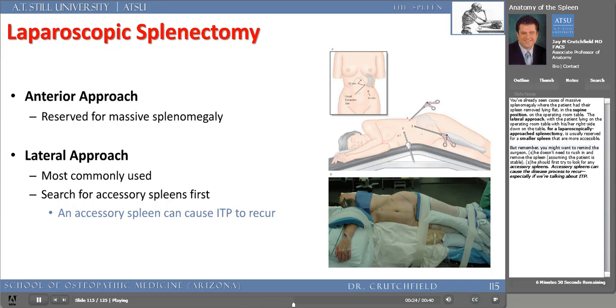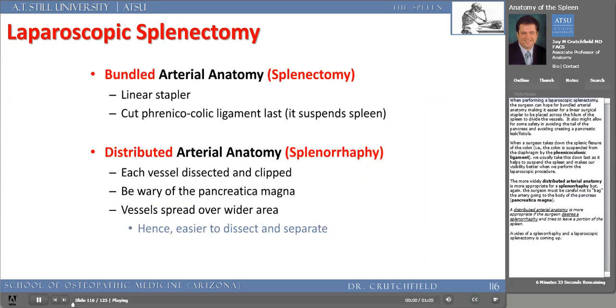But remember, you might want to remind the surgeon that he doesn't need to charge in and remove the spleen. He should first make an attempt to look for any accessory spleens. Accessory spleens can cause the disease process to recur, especially if we're talking about ITP.